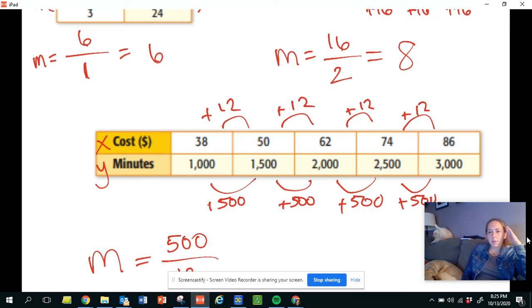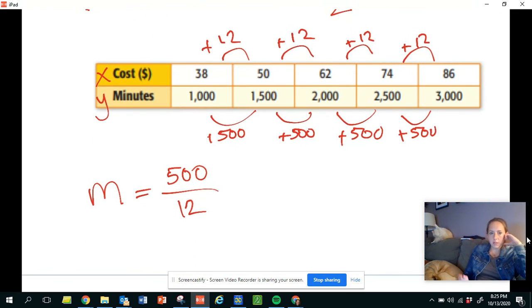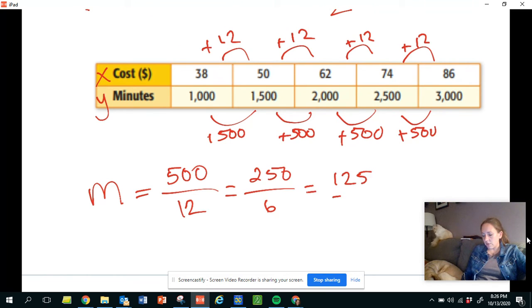I can't off the top of my head think what that reduces down to, so I'm just going to reduce it kind of slowly. Those are both even numbers, so I know they're both divisible by 2. I can reduce it by 2 real easily, right? 250 over 6. And then, hey, even numbers again. Cool, so I can reduce it again. 125 over 3. 125 is not divisible by 3, and 3 is prime. So that is the simplest version of that fraction.